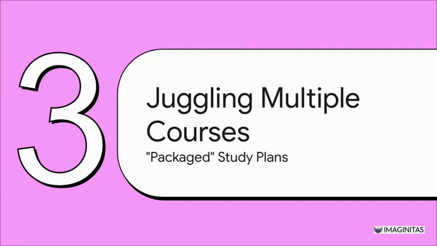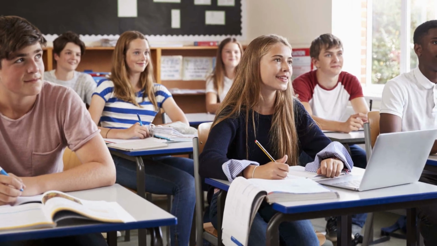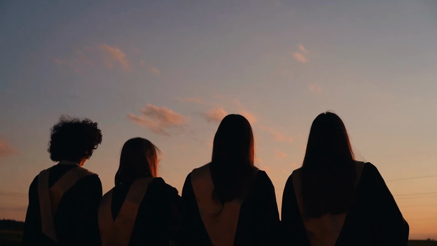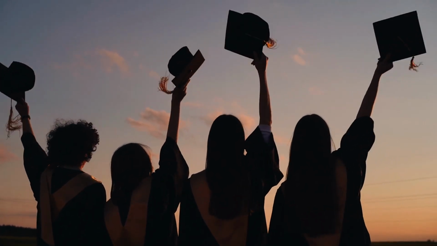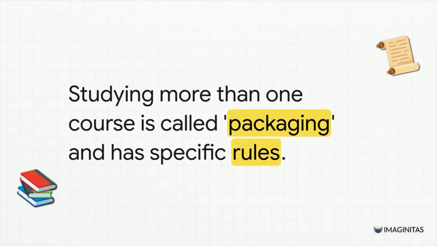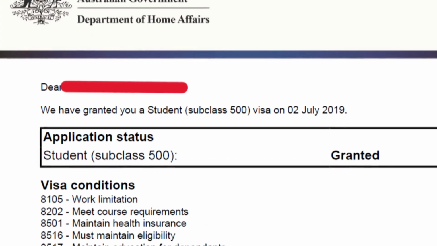All right, now things can get a little more complex. A lot of students don't just enroll in one single course, right? You might do an English course before your main degree or a diploma that leads straight into a bachelor's. This is a super common scenario. In immigration speak, this is called packaging your courses. And the good news is you can cover them all with just one student visa.